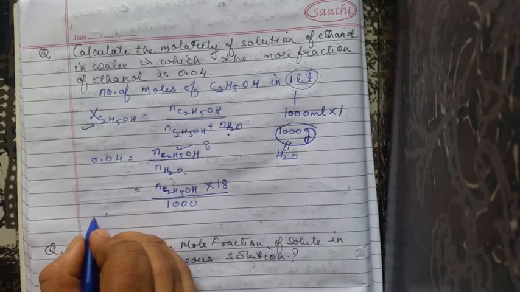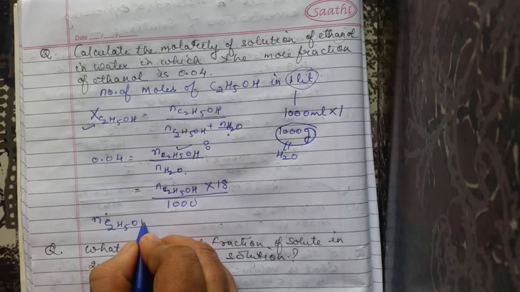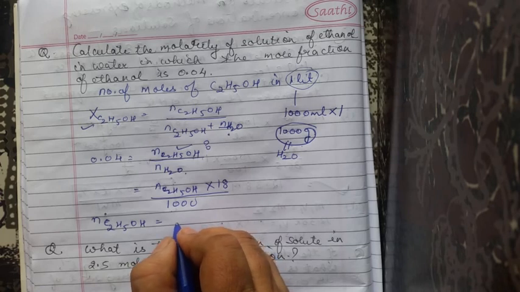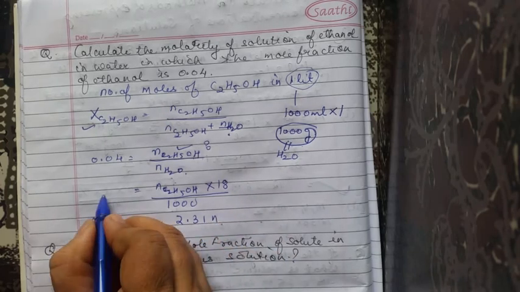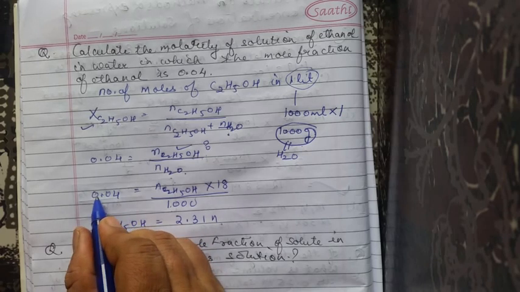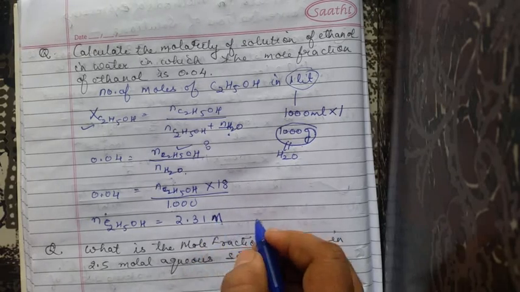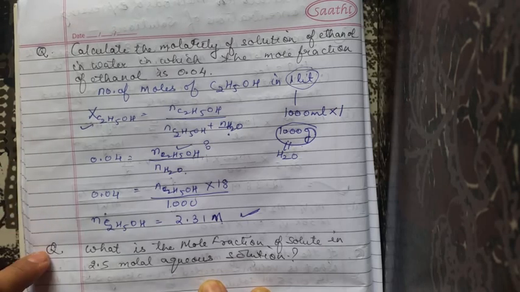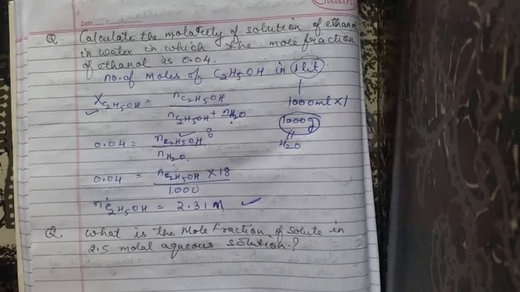So if I solve now, I will get the number of moles of ethanol. If I put everything in, I get 2.31 molar. That means what I'm doing here is 1000 multiplied by 0.04 divided by 18. So this much molar I will be getting. This will be our answer. This is the molarity they have asked. I hope you understood this question. Try this out once again, see whether it is clear or not.